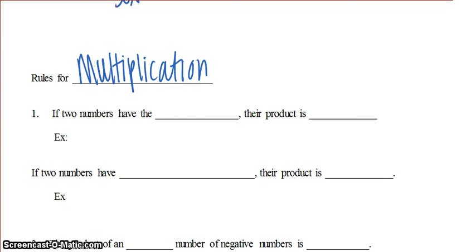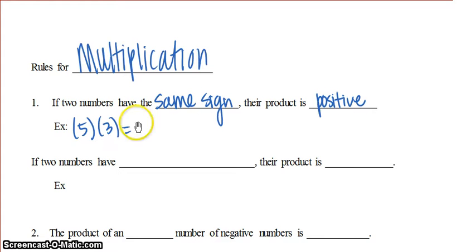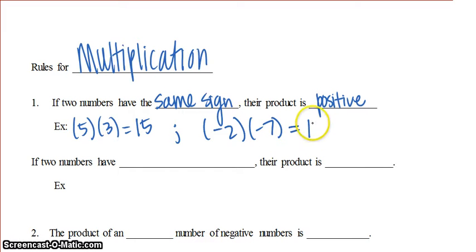If two numbers have the same sign, then their product is positive. For example, 5 times 3, they're both positive, it's going to equal a positive 15. We could also have two negatives, so -2 times -7, well, those negatives cancel each other out, so 2 times 7 is 14, so it's positive. So if they're the same sign, when you multiply, it's going to be positive.